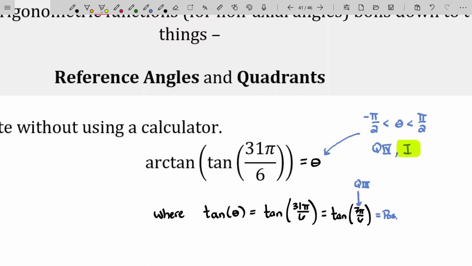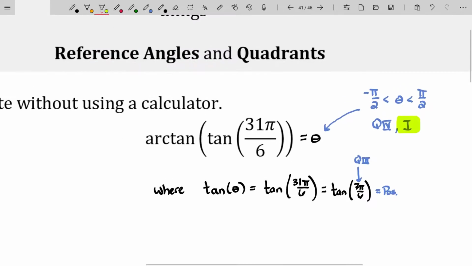So I know my angle is in quadrant 1. Whatever my answer is, it's going to be a quadrant 1 answer. And now I just need the reference angle, and that is also somewhat obvious because our reference angle, just from our experience with reference angles, is pi over 6.